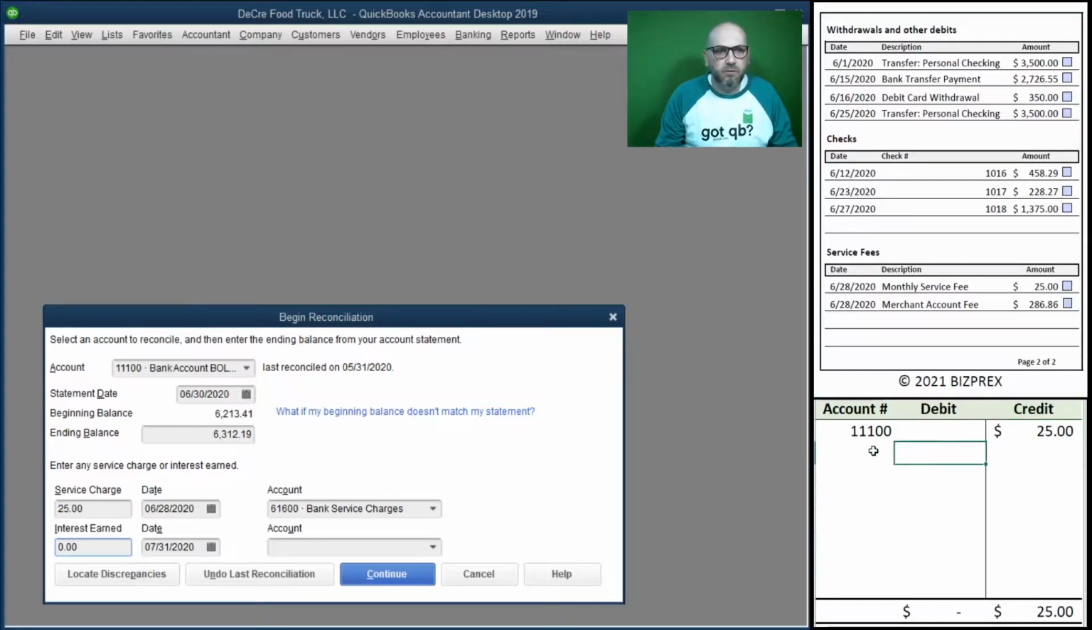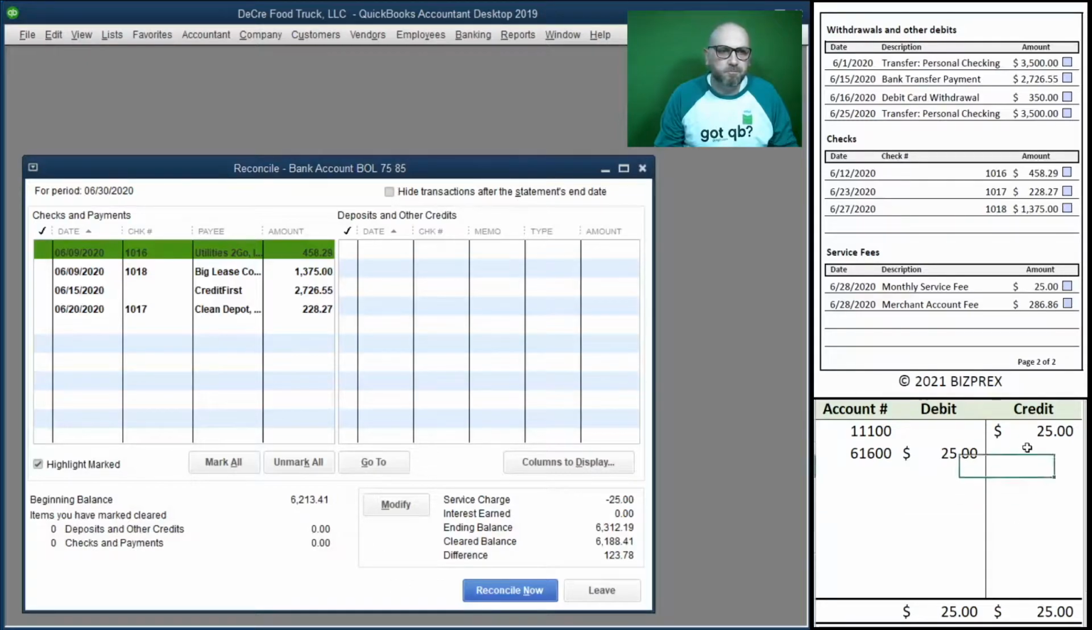Again, the $25 acts as both debit and credit. It will increase our expense account, 61,600, bank service charges, and it will decrease our bank account balance. So here we are. It's in balance, even though we're entering it once. It actually acts as both debit and credit. And we're going to click continue. Let's change that just to be consistent, right? So all dates are in the same month, even though we don't have interest earned. Let's continue. Okay.